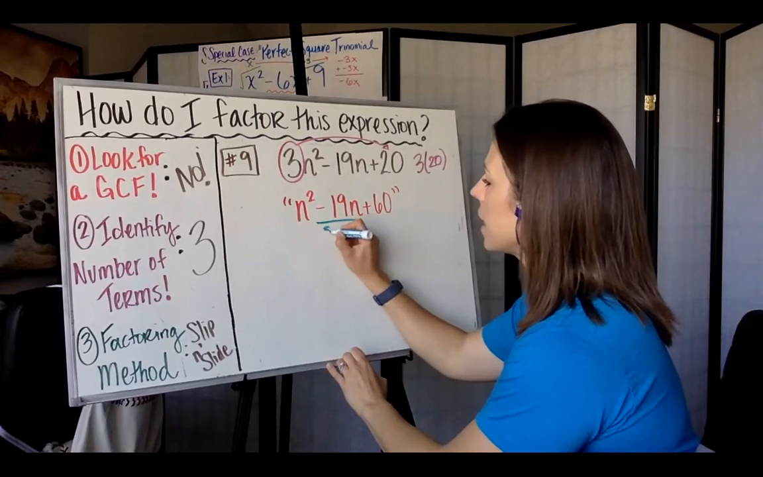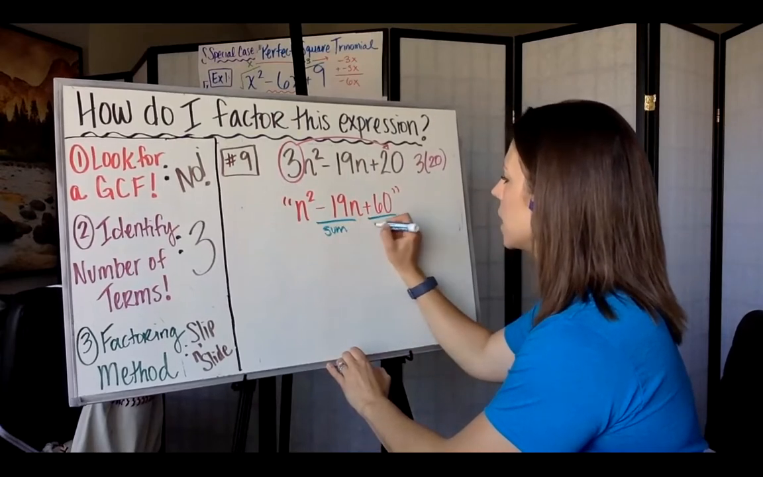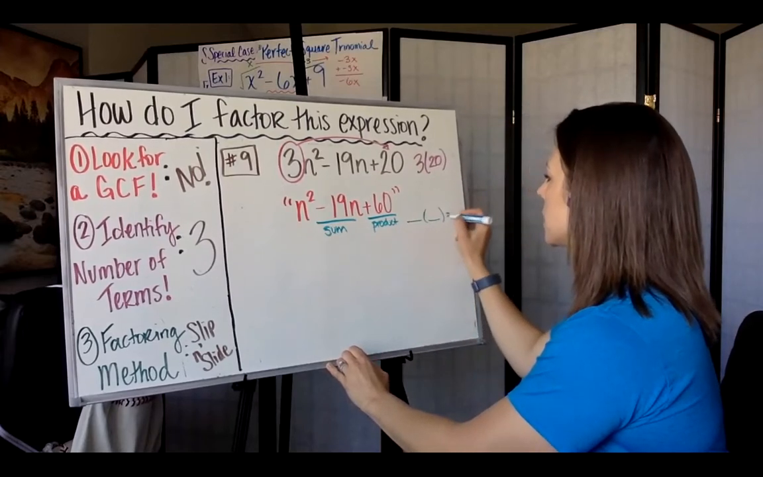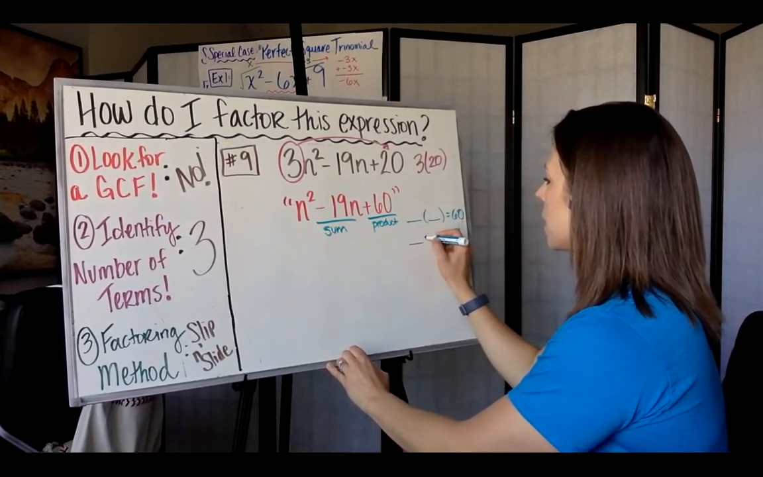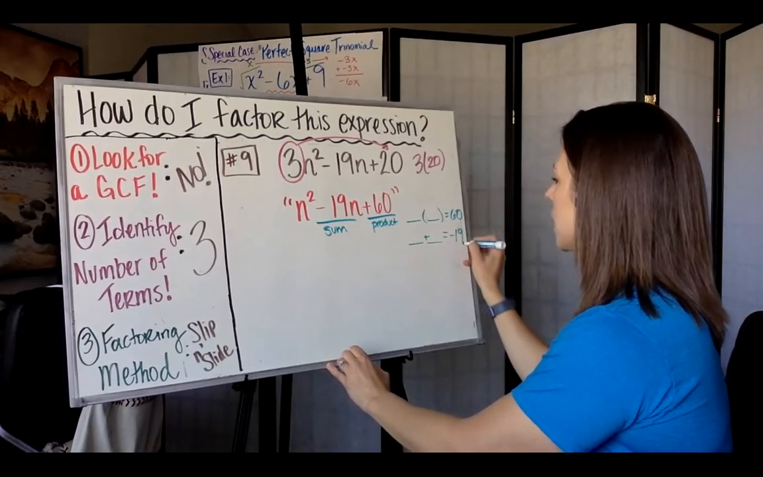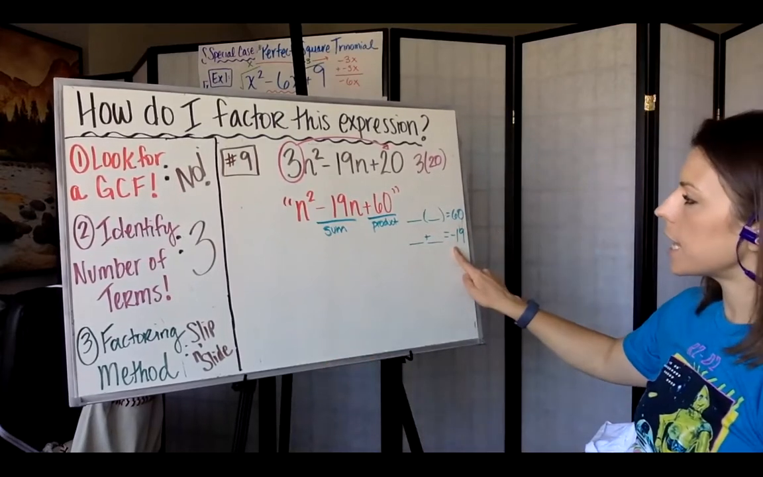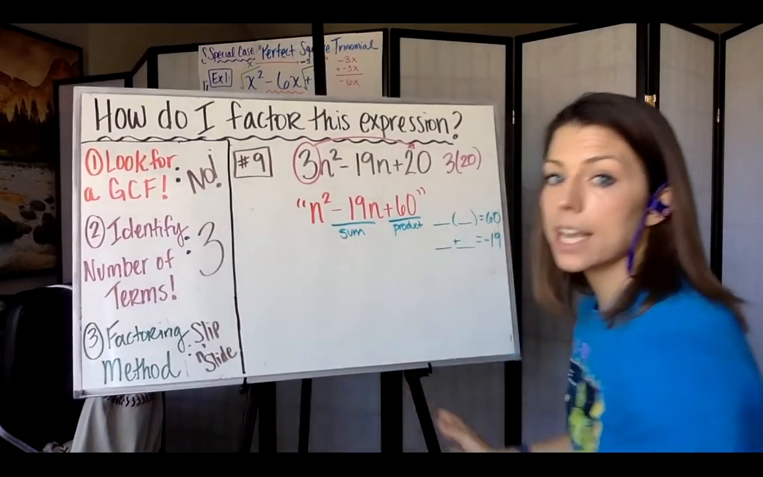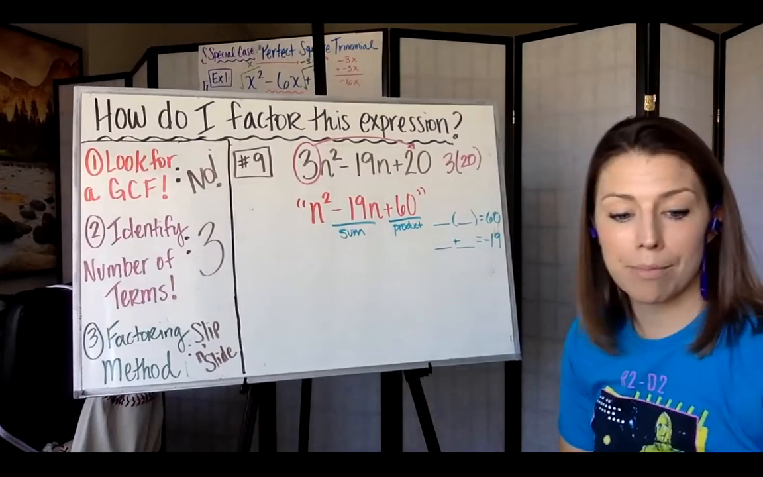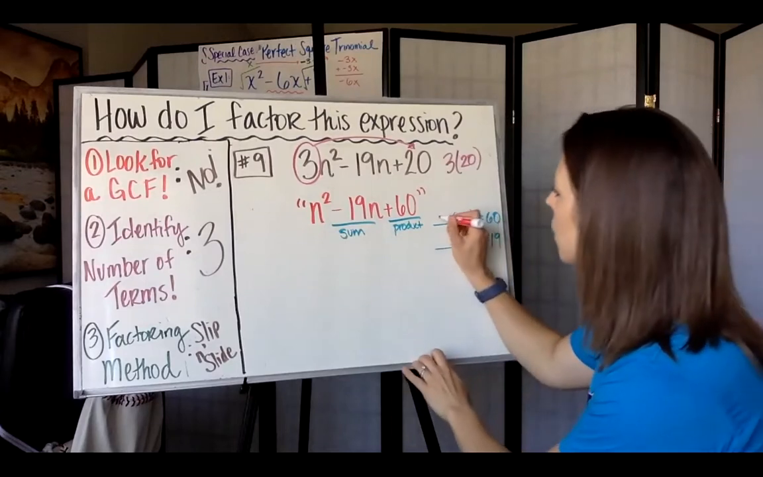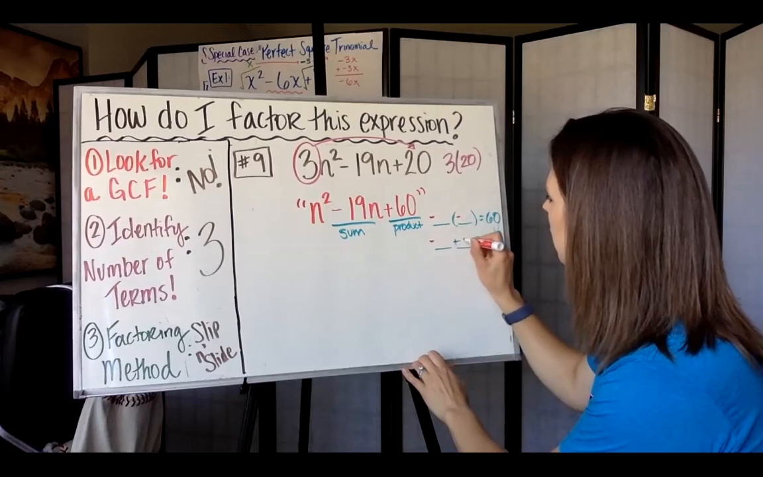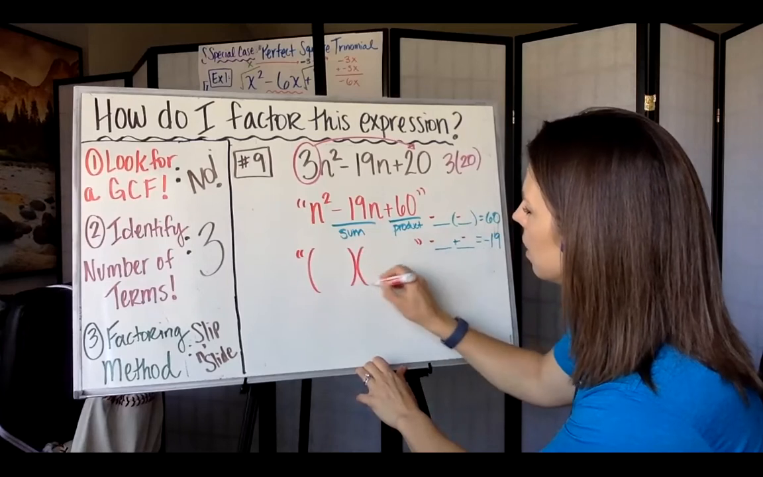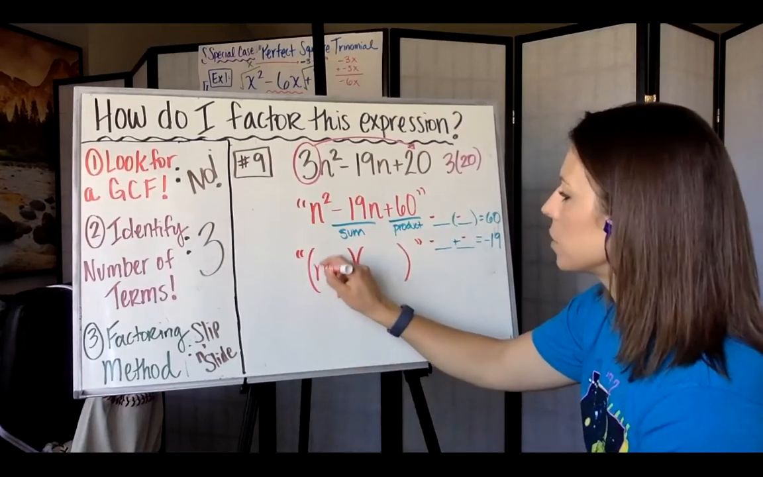What two numbers have a sum of -19 and a product of 60? So what times what is 60, that when I add them together, I get -19? Now remember, if the sum is negative and the product is positive, that means both of my numbers are negative. So I know I'm looking for two negatives here. I'm going to go ahead and set up my two binomials. Okay, and I know my first term is going to be n.